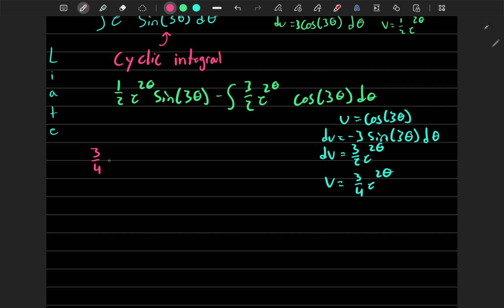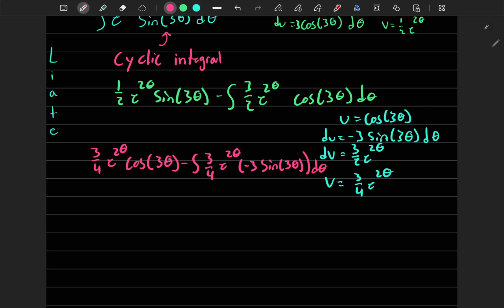3/4 e^(2θ) times cosine 3θ, minus our integral of 3/4 e^(2θ) times -3 sine 3θ dθ at the end. And don't forget this part up here, but we'll come back to it.